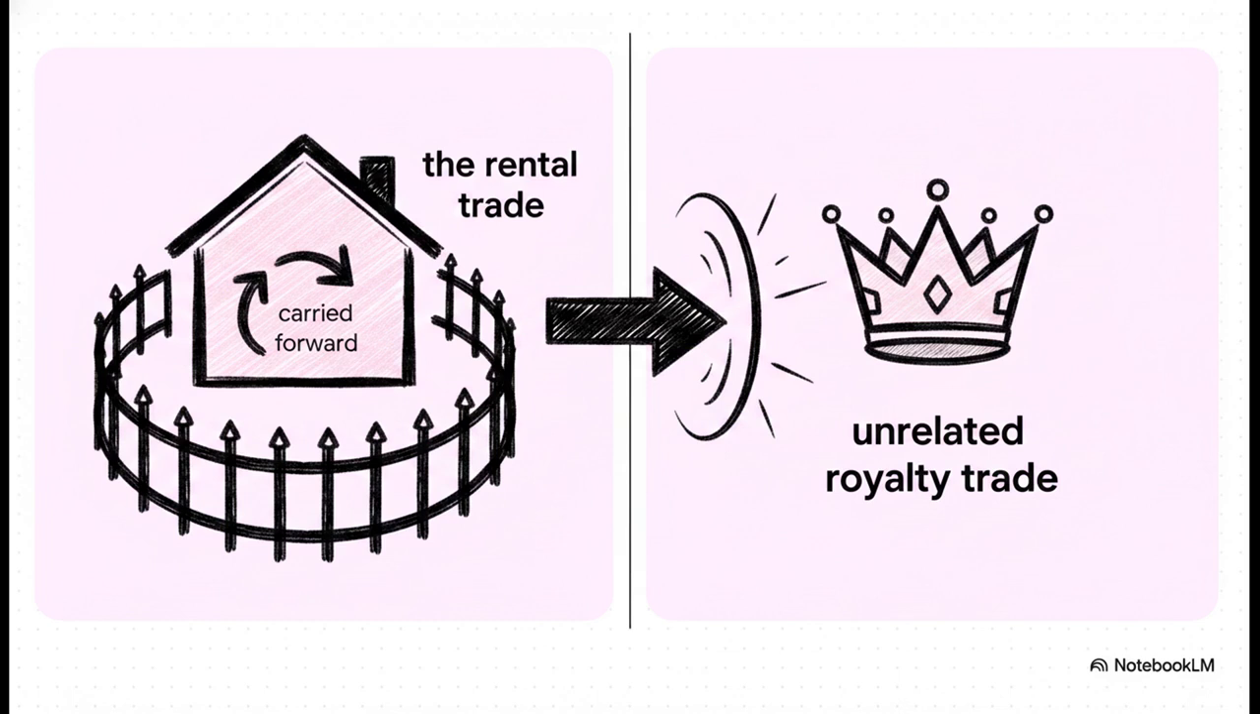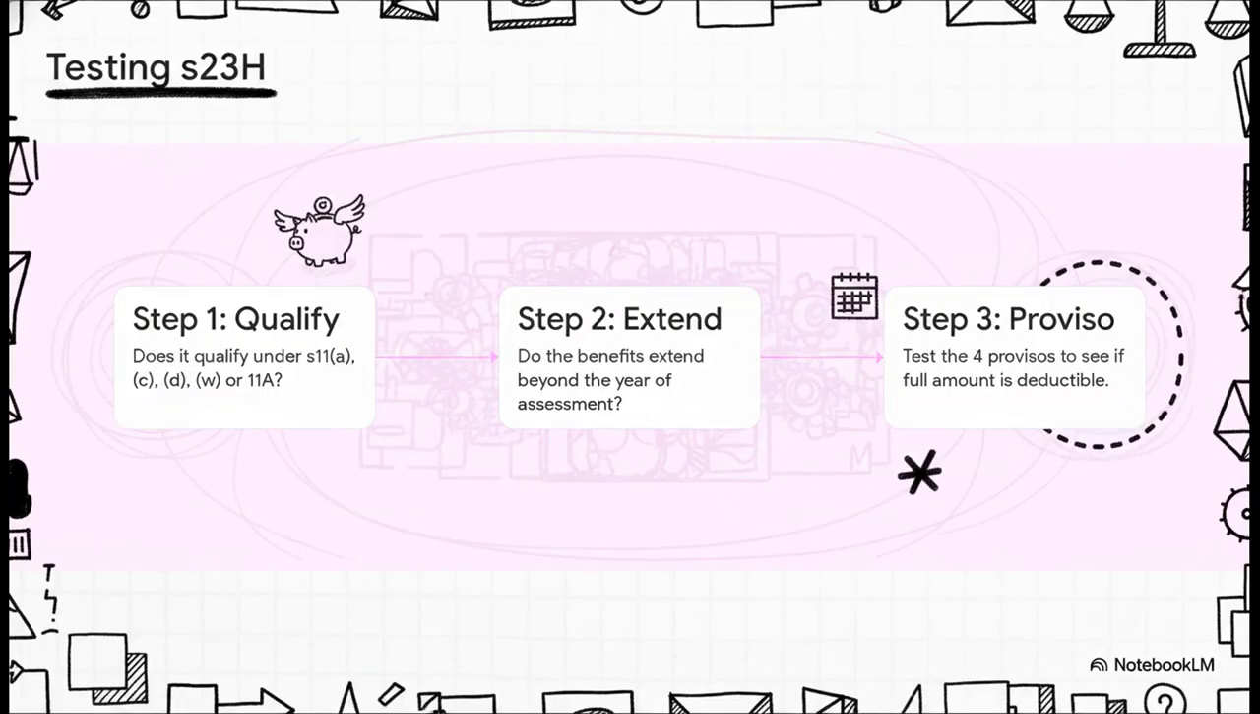Let's say you spent R60,000 on municipal rates getting a new rental property ready, but you only earned R50,000 in rental income during that first year of assessment. So you've got a R10,000 excess, right? Now imagine you also earn R10,000 in royalty income from a totally different unrelated trade. Can you just slide that rental excess over to offset your royalty income? Absolutely not. That R10,000 excess is carried forward to the next year, securely ring-fenced to be set off against future rental income only. Okay, so that was money spent too early.